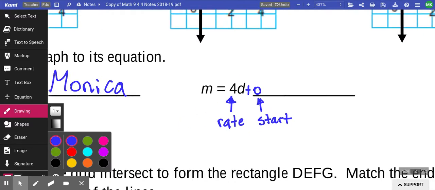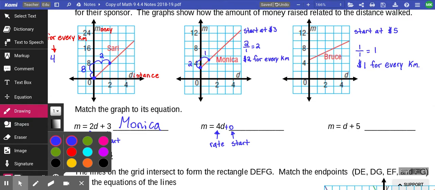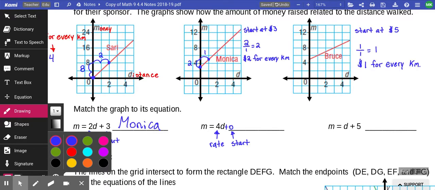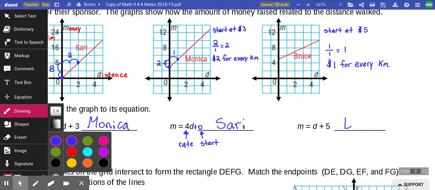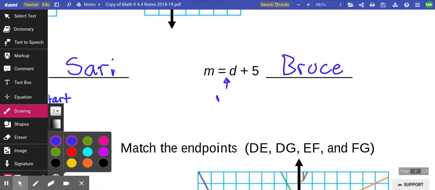So which equation had a rate of 4 but started at $0? And then by process of elimination, Bruce must be this last one over here. The reason Bruce is that last one is because it has a rate of 1, going up at $1 and started at $5.